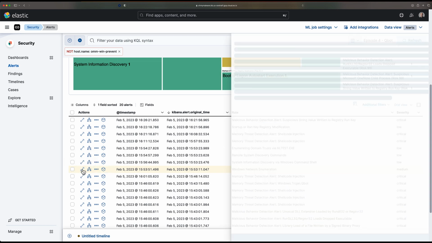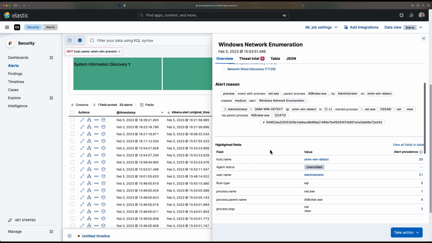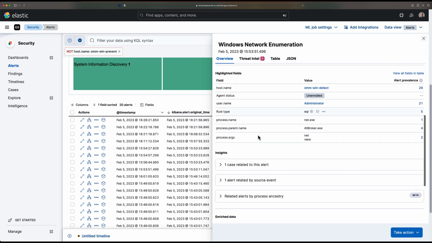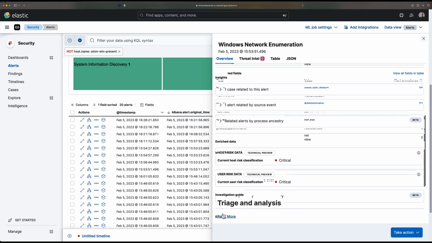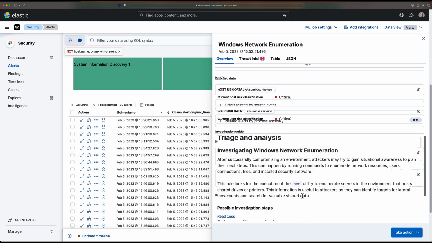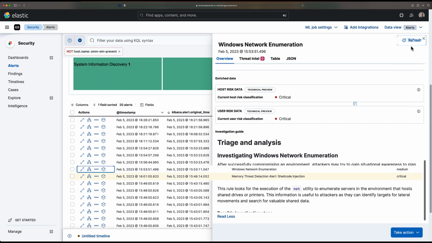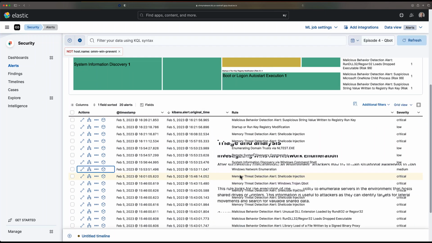So let's take a look at this one here. net.exe ran netview via atbroker, which we know was running from that memory process. Netview, very typical to enumerate things like connected printers, drives, that sort of stuff. Here's an example where we include these investigation guides. So if you're not too familiar, you can follow these guides. Take a look at some of the other system information discovery via Windows command shell.